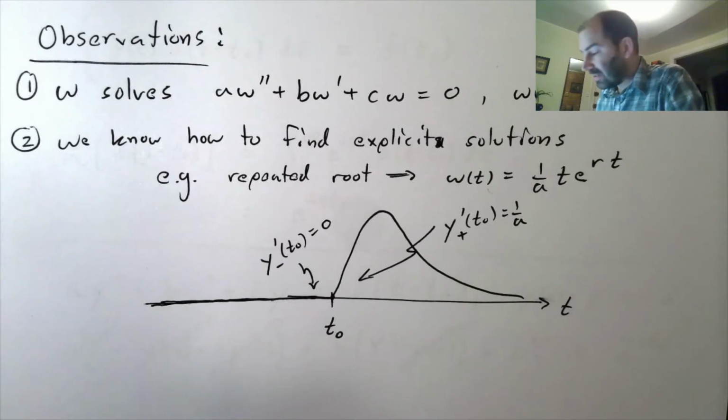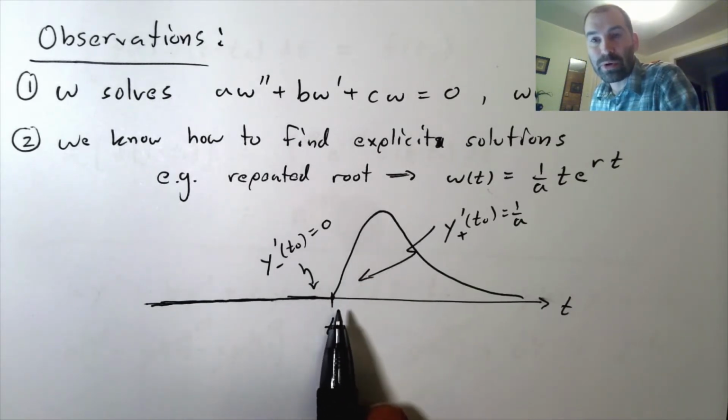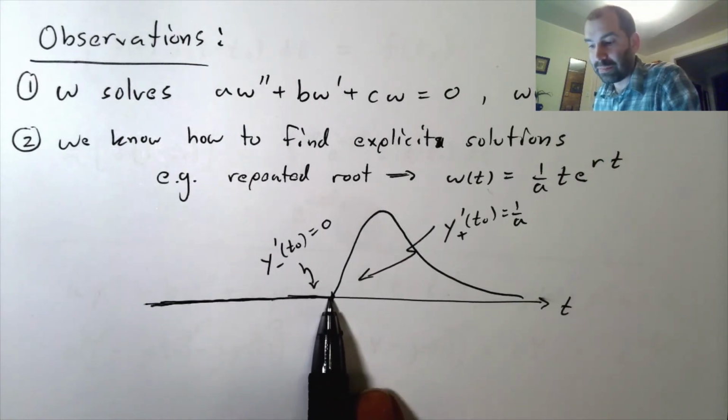So the function itself is not differentiable at t0. It has two different derivatives depending on whether we're approaching from the right or the left. And there is no derivative exactly at this point.